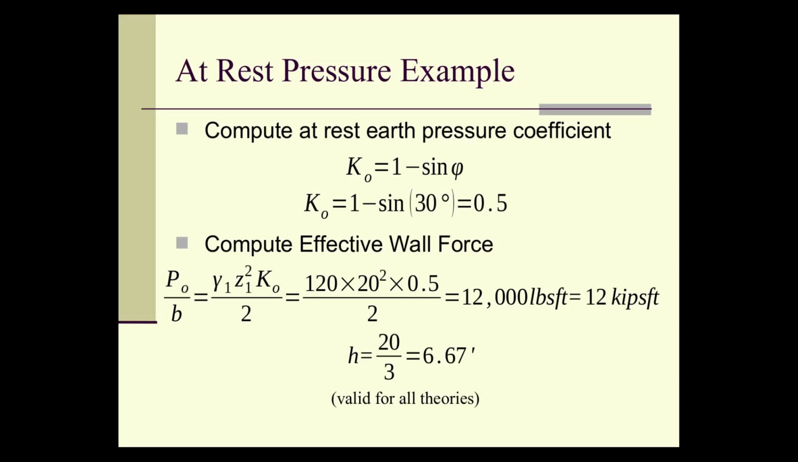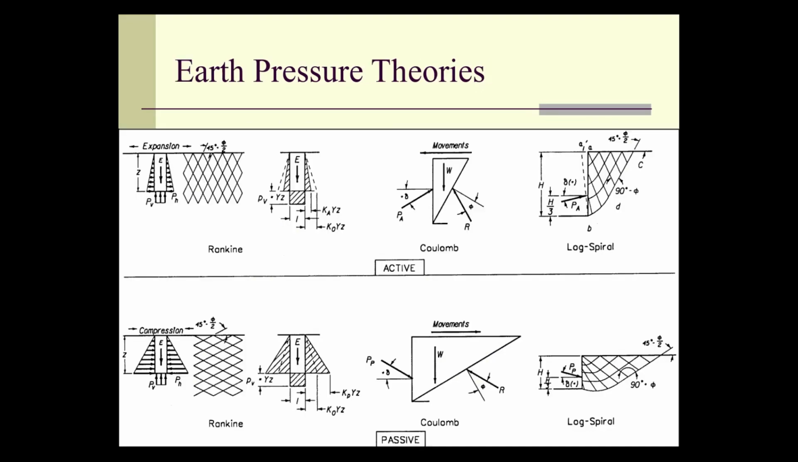We can compute for an unyielding wall the amount of force against the wall. Now we're going to transition from just earth pressure conditions into theories. We've talked about the active and passive conditions. Now we're going to talk about the theories. With at-rest conditions, Jaky's equation is about all we're going to talk about. With earth pressure theories, we're going to talk about three different theories for each condition: Rankine, Coulomb, and log spiral.